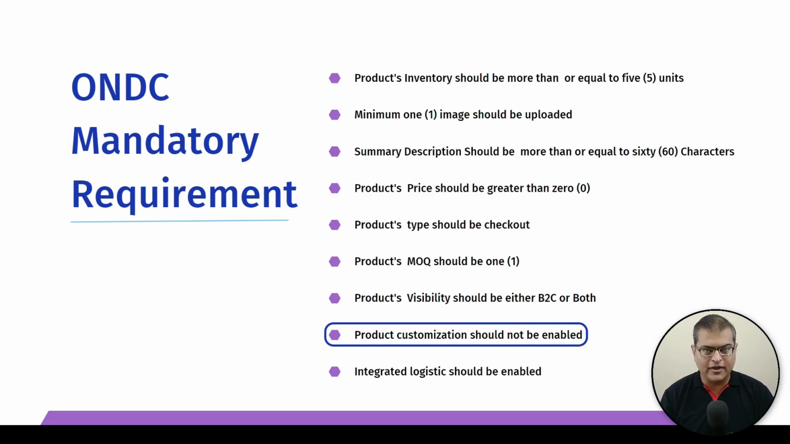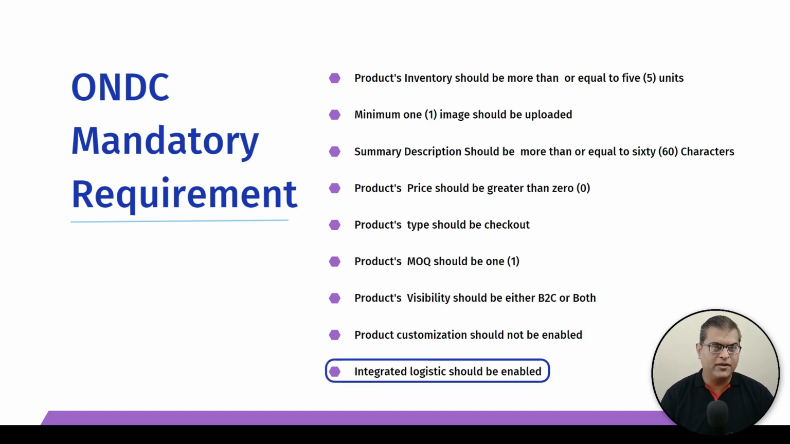For example, for a gifting item, you would want to seek the message that is to be printed on the product or the image that has to be printed on the product. That is the customization feature. You have to ensure that feature is not enabled. Otherwise, the products on which customization is enabled will not be displayed on the ONDC network.